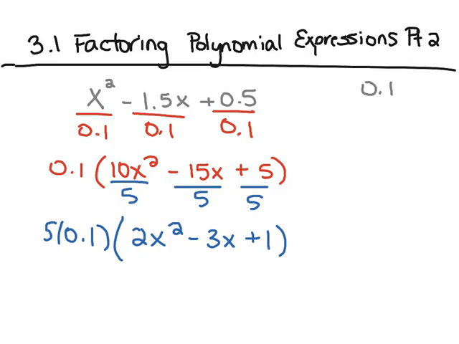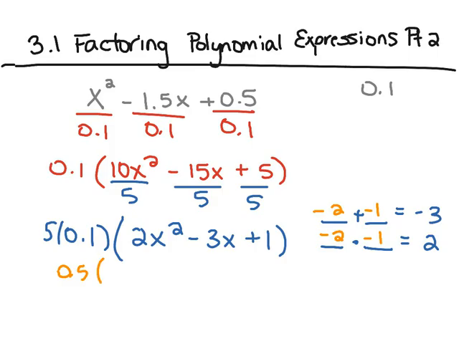So blank plus blank equals negative 3, and blank times blank equals 2. We need two numbers. When you add them together, you get negative 3, and when you multiply them, you get 2, so it's going to be negative 2 and negative 1. So we're going to be left with 0.5 bracket 2x squared minus 2x minus 1x plus 1.